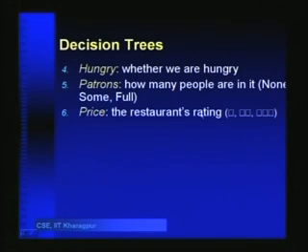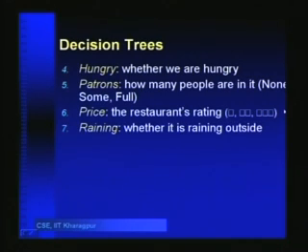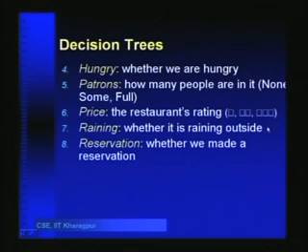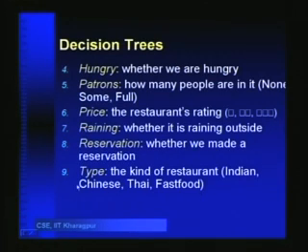Price, and the restaurant's rating. Now I think there is something wrong with the version of PowerPoint that I am using here and the one where I developed these slides. So actually this is supposed to come as star, but it has come as boxes. So this is 1 star, 2 star and 3 star. So that is the rating. Raining: whether it is raining outside. If it is raining, then you may not want to go and look for another restaurant. Whether you have a reservation, and the kind of restaurant: Indian, Chinese, Thai, fast food, etc.